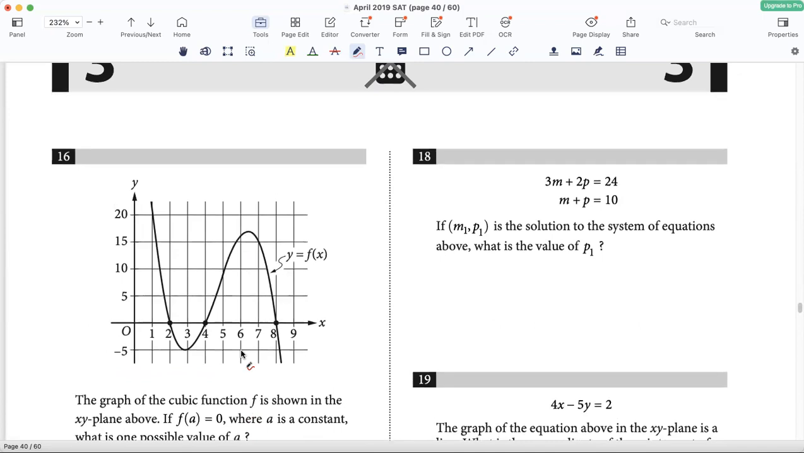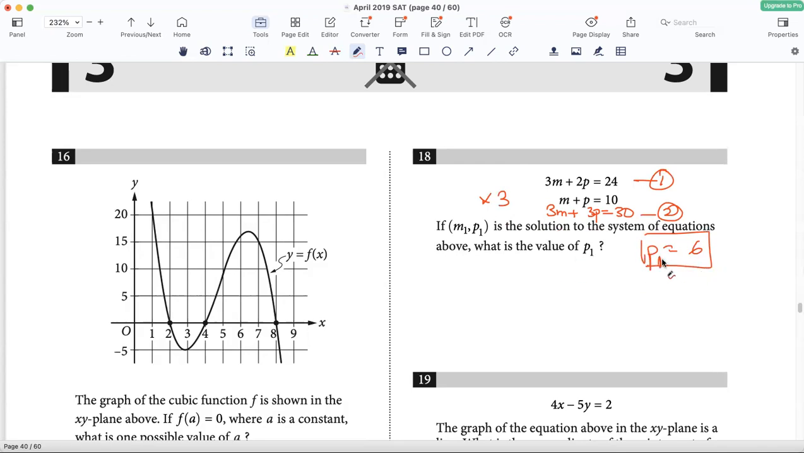Okay, if (m1, p1) is a solution of the system of equations above, what is the value of p1? So to find p1, let's multiply the second equation by 3. So I would get 3m plus 3p is 30. And then let me subtract this equation from equation 2. So I'll get p is 6. And that is what p1 is, the solution.